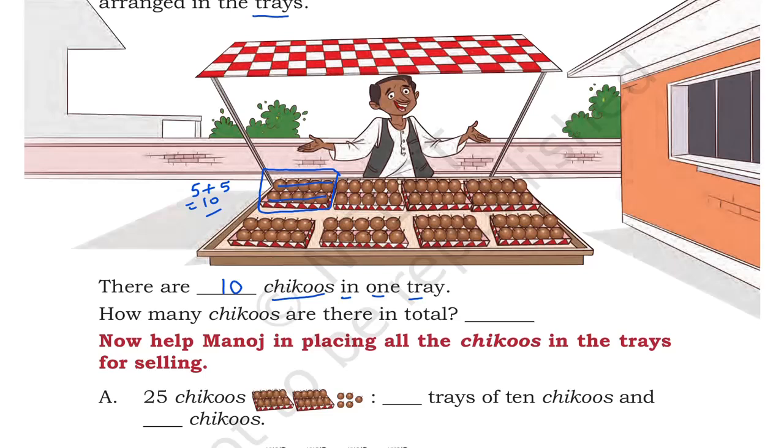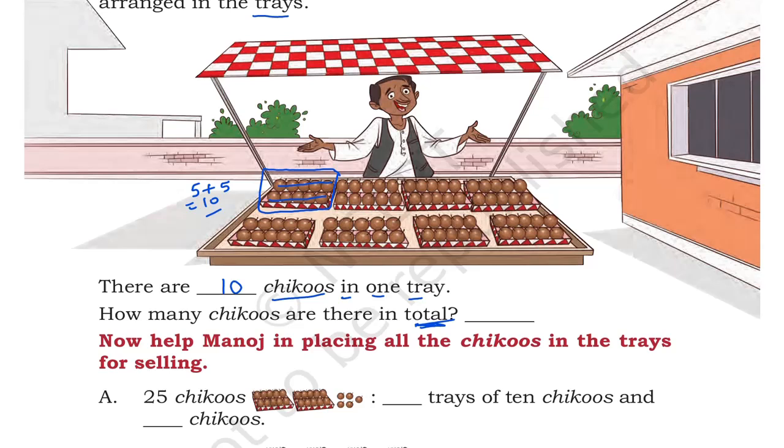How many chikus are there in total? So what are we going to do? Are you going to count each of these one by one? I'm sure you will not do that. You're going to look at how many trays are there and we will multiply that with the number of chikus in one tray and we'll get the answer as to how many chikus are there in total.